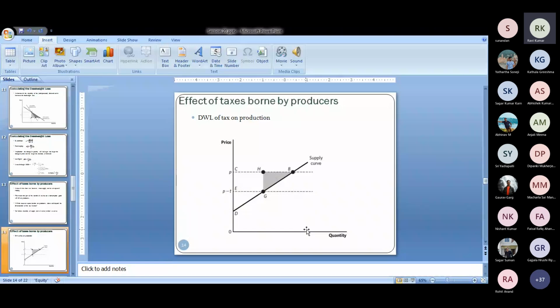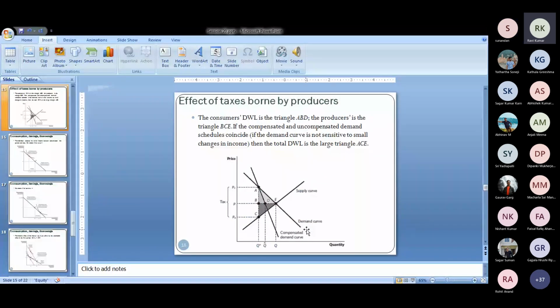So the deadweight loss attached to the producer part is simply this one, right? Had there been no tax, G; with tax, you get this deadweight loss triangle VGH. Now let's club these things together and also bring in the demand curve and the compensated demand curve.